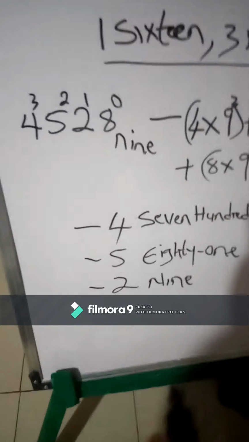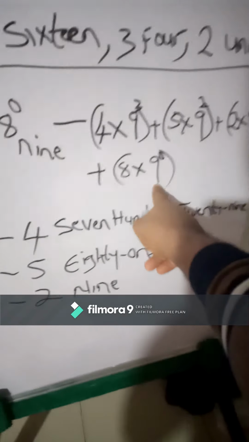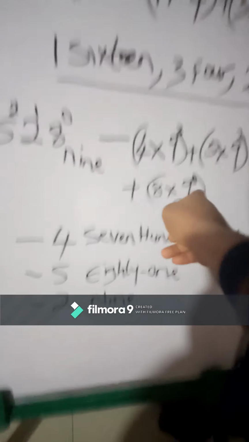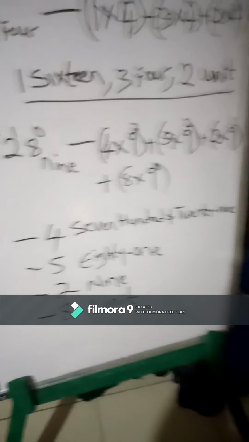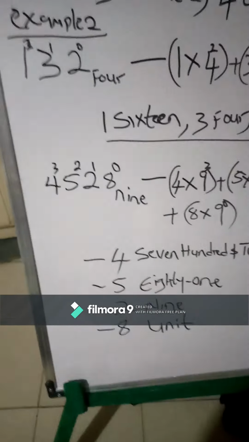And lastly, the next number there is what? 8. The place value of 8. We have 9 to power of 0. Any number to power 0 is 1. So the place value of 1 is unit. So we'll be having 8 as what? Unit. So this is the place values of the number.